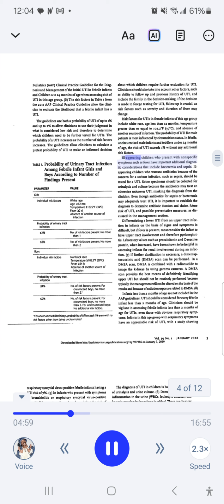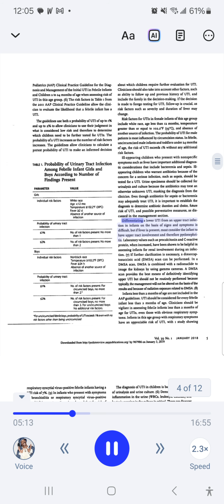Ill-appearing children who present with nonspecific symptoms such as fever have important additional diagnostic considerations that include bacteremia and sepsis. Ill-appearing children who warrant antibiotics because of the concern for a serious infection, such as sepsis, should be tested for UTI. Urine specimens should be collected for urinalysis and culture because the antibiotics may treat an otherwise unknown UTI, masking the diagnosis from the clinician. Even though antibiotics for sepsis or bacteremia may adequately treat UTI, it is important to establish the diagnosis to determine antibiotic duration and choice, future risk of UTI, and possible preventative measures, as discussed in the management section.